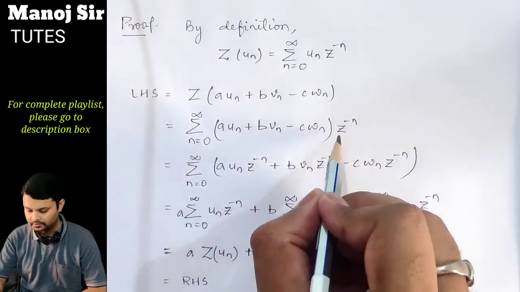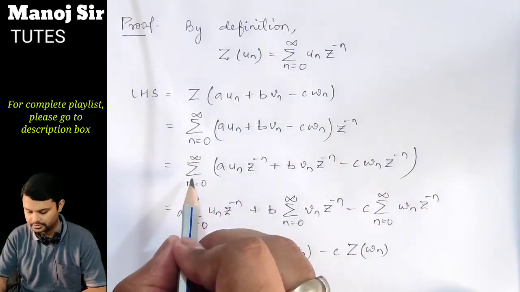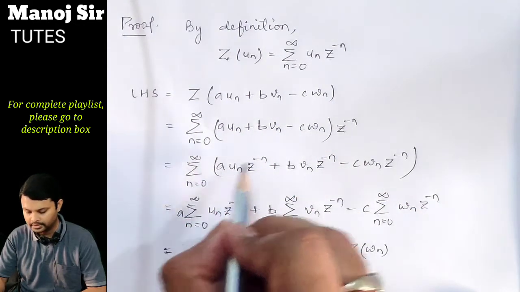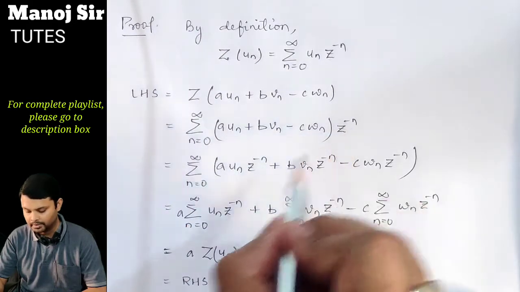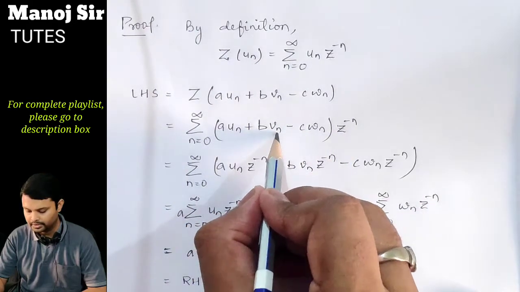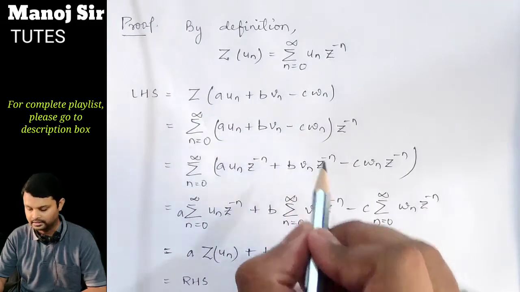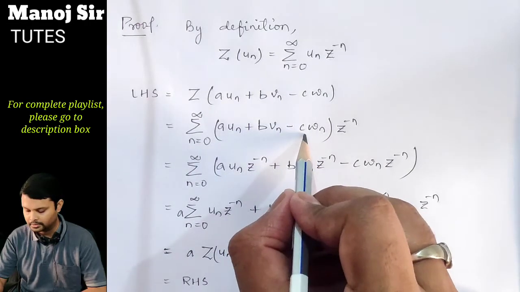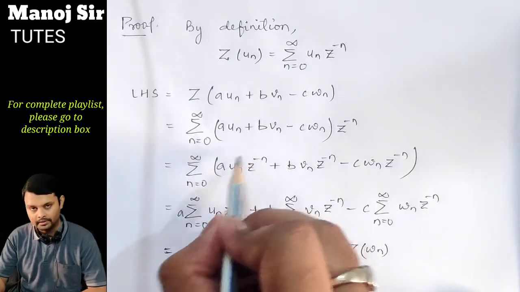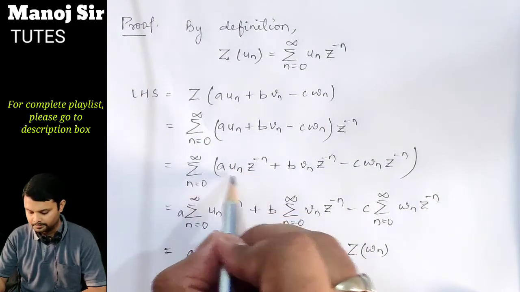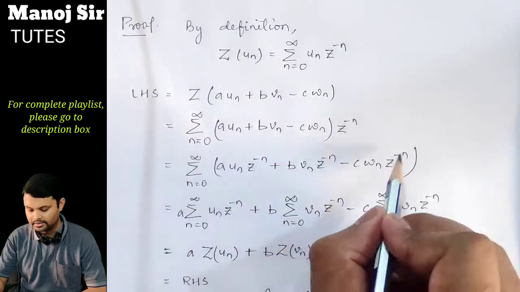Now next we have to open this bracket. So this is going to be summation n equal to 0 to infinity A into Un into Z power minus n plus B into Vn into Z power minus n. Similarly, we have minus C into Wn into Z power minus n. Here we have three terms: this is my first term, this is my second term, and this is my third term.